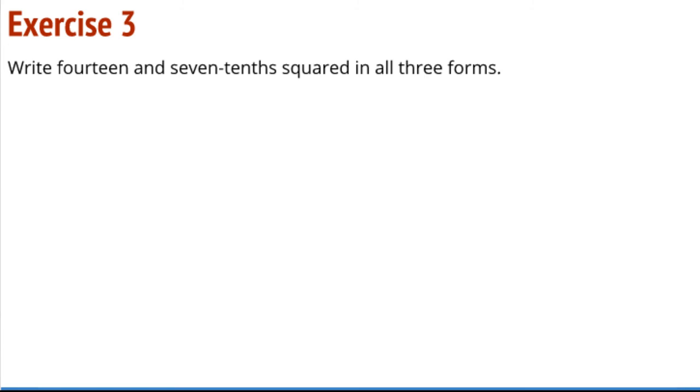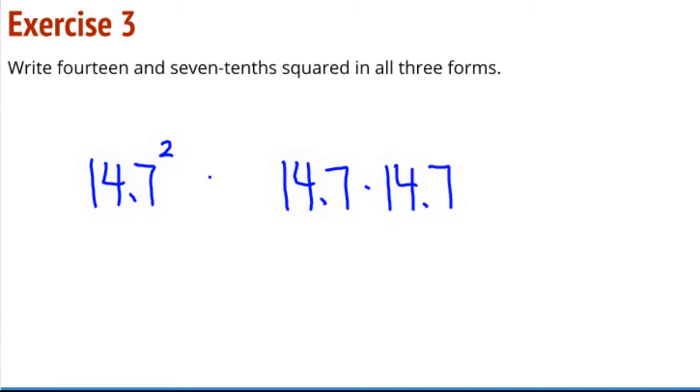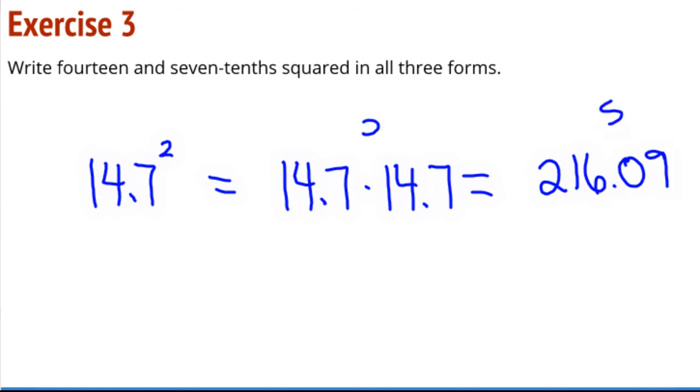So 14 7/10 squared in all 3 forms. I would need to write it in exponential form, 14 7/10 squared. And I've got 14 7/10 times 14 7/10. So there is my repeated multiplication, which is the expanded form. And then we'd actually do the multiplication, and we'd come up with 216 9/10. So we've got standard form, we've got expanded form, and we have exponential form.